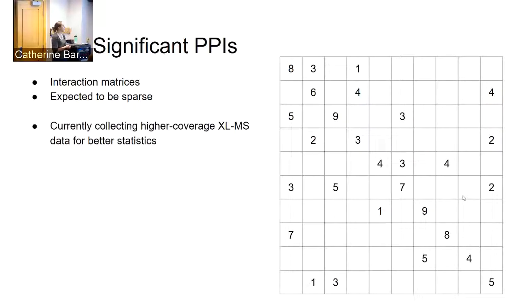So right now we're actually collecting a lot more cross-linking-based mass spectrometry data. It's going to cost like a crazy amount, but it's going to give us the coverage we need to have maybe slightly less sparsity. Right now with our preliminary data sets, we don't really have enough coverage to do any statistics with any real confidence, I don't think. So I'm just going to talk through what we're planning to do with the higher coverage data set once we've got it.